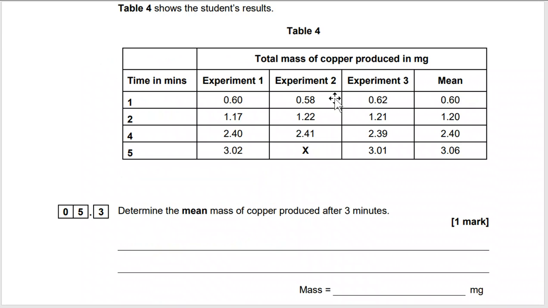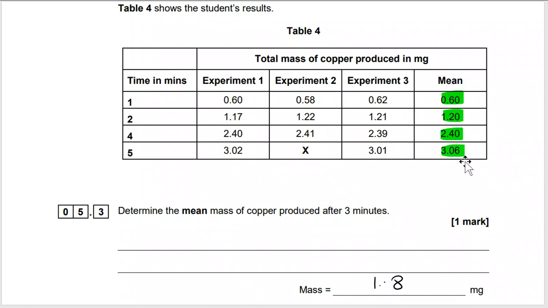Moving on to 5.3, we've got lots of data in this table. Determine the mean mass of copper produced after 3 minutes. So I'm going to look at the mean, and I've got 0.6, 1.2, 2.4, 3.06. If I look generally, I've gone from 0.6 to 1.2, up by 0.6 in 1 minute. From 1.2 to 2.4, I've gone up by twice 0.6 in 2 minutes. So it makes sense that it would be the third minute here. It would go 0.6, 1.2, 1.8, 2.4.